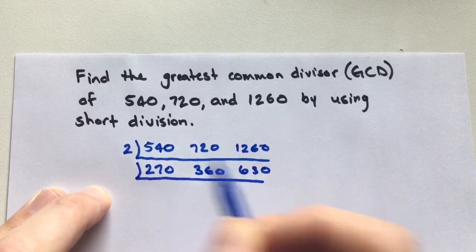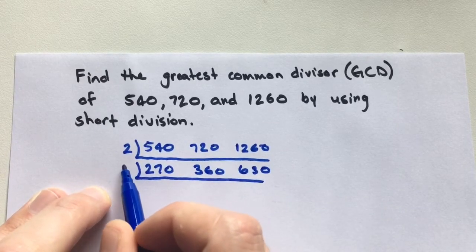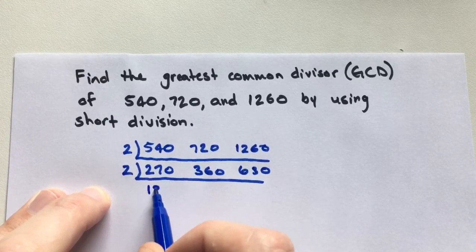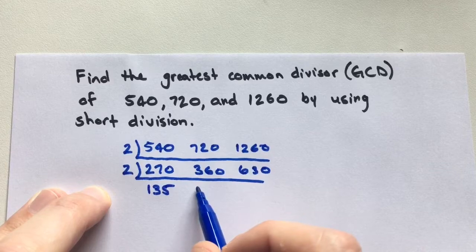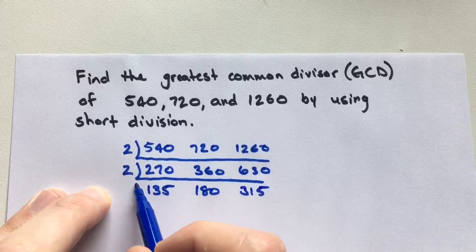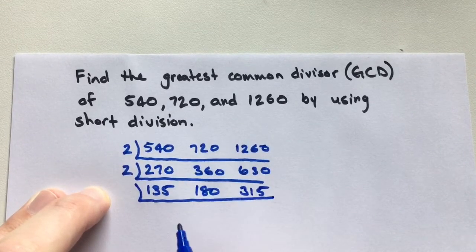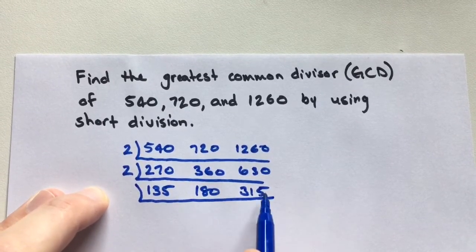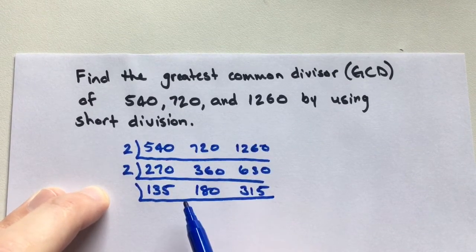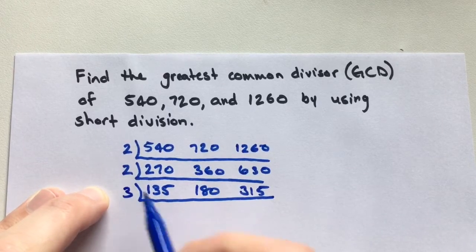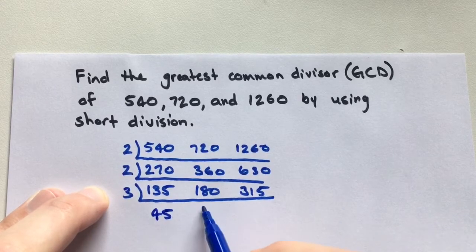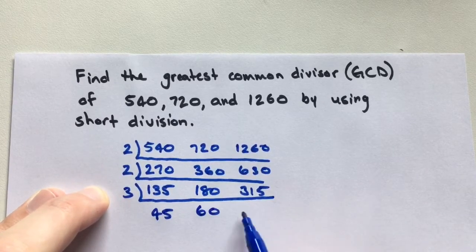We're going to just keep doing this. We can use 2 again because 2 is prime and they're all even. 270 divided by 2 is 135. 360 over 2 is 180, and 630 over 2 is 315. So let's go again. This time we don't have an even number here or here, so we can't use 2, but I just know that 3 is a factor of all of these. So 135 divided by 3 is 45, 180 over 3 is 60, and 315 over 3 is 105.